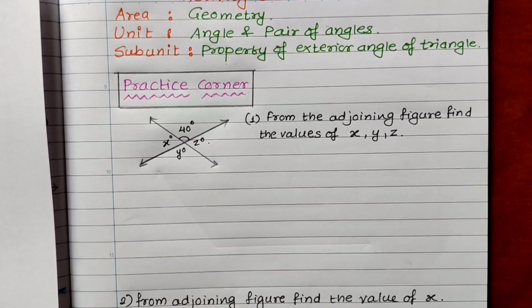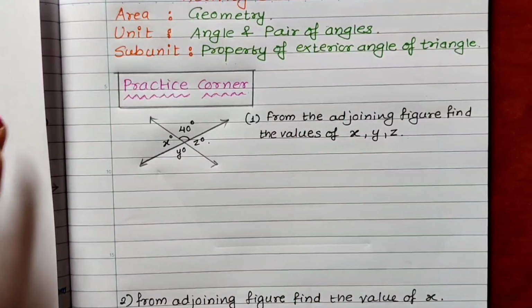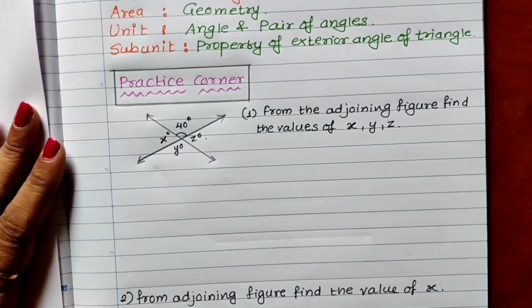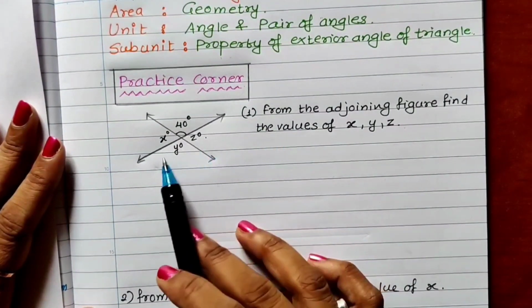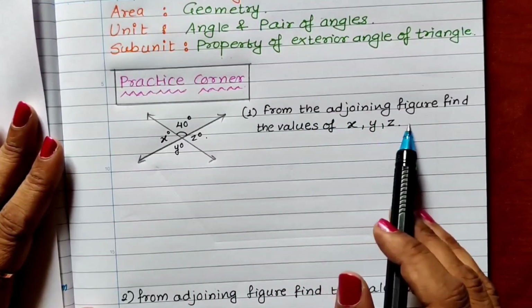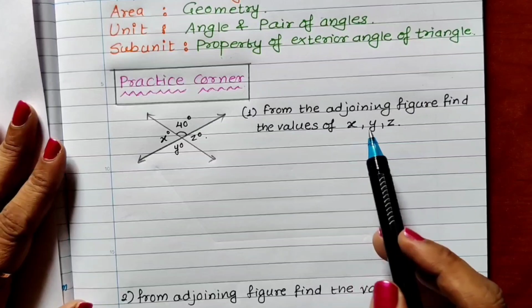As you all can see, activity sheet number 12 in my notebook. I have written activity sheet number 12. Area is geometry, unit is angles and pair of angles, subunit is property of exterior angle of a triangle. So in the practice corner, we have to solve question number 1. From the adjoining figure, find the values of x, y and z. So let us first see x.